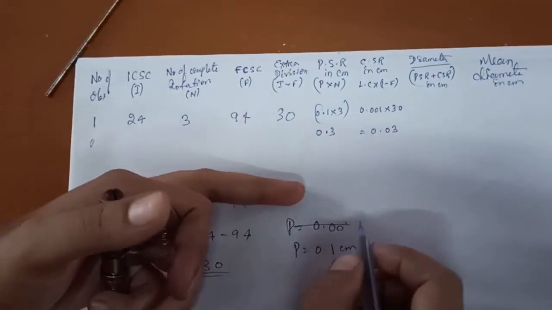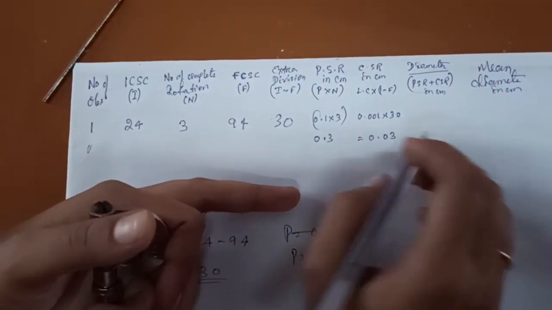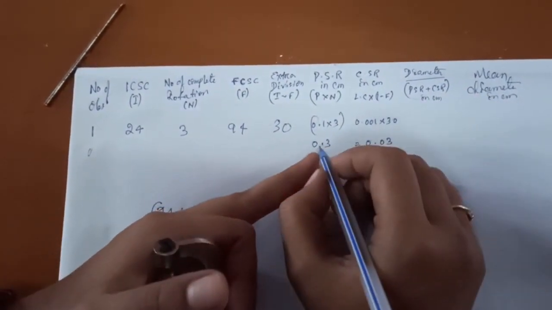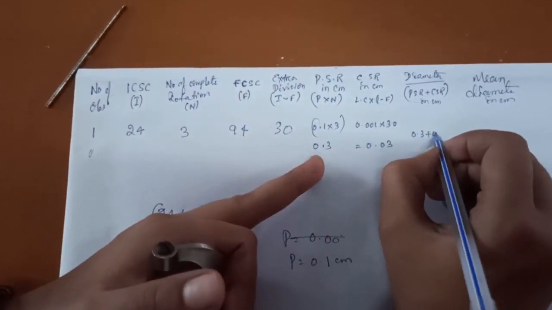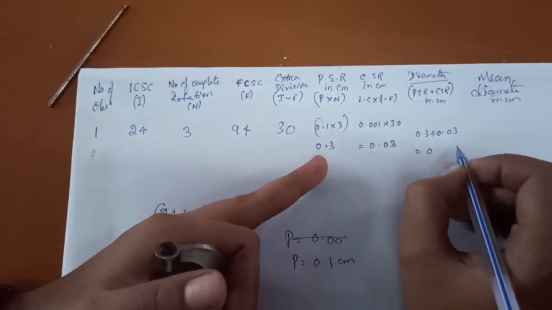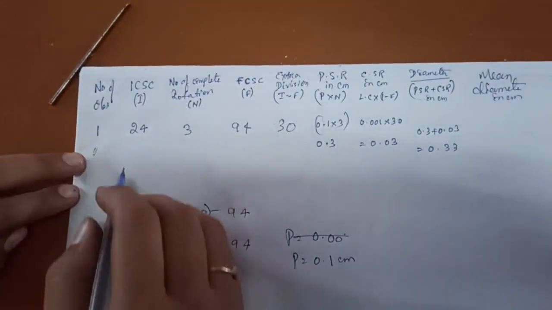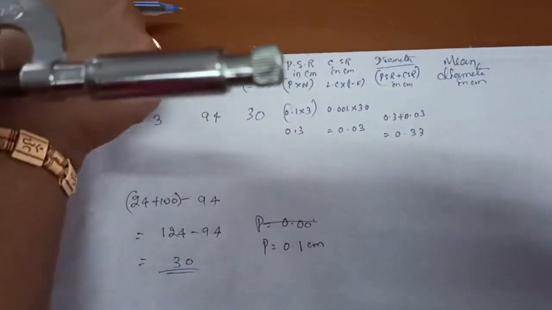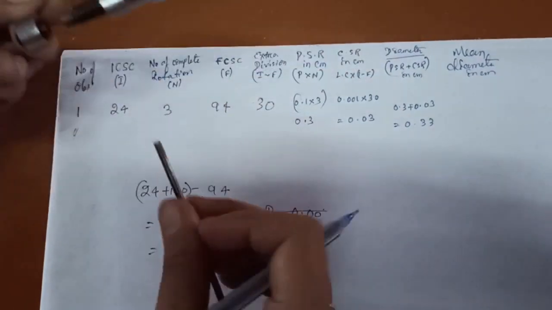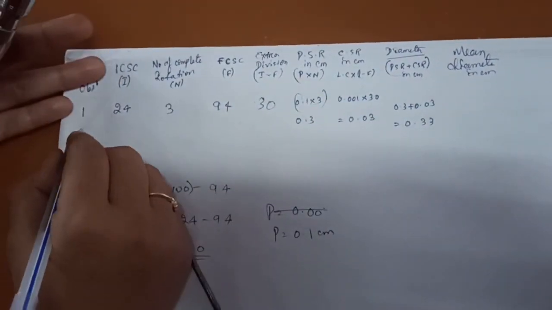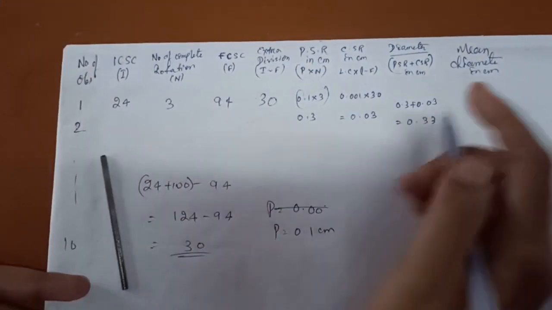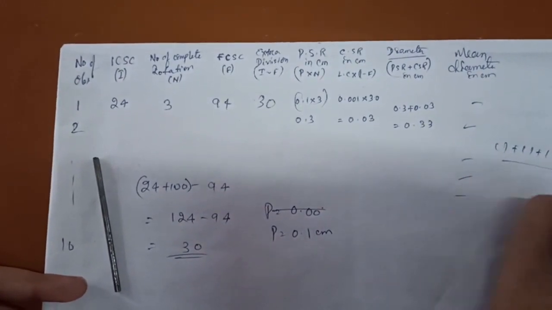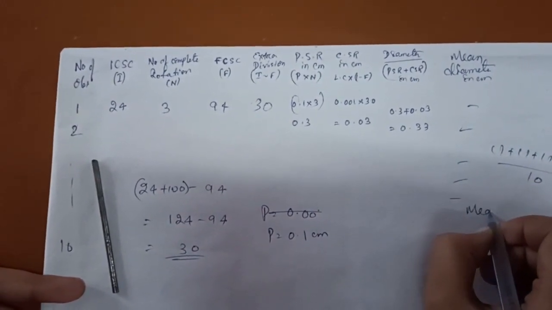0.03. Okay, so this is the pitch scale reading, this is the circular scale reading. Then the diameter will be, you have to add this and this, 0.3 plus 0.03. This will give you 0.33. This is the first observation, then again you have to open it, keep the wire between these two jaws, and take the reading again. Similarly, you have to do 10 times, then you will get 10 values, add them, then divide by 10 to give you the mean diameter.